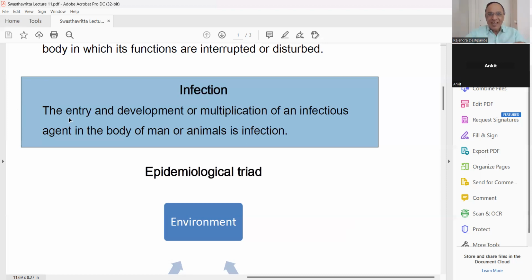Entry of Mycobacterium tuberculosis, and development or multiplication of an infectious agent in the body of man. Forget about animals; we are only concerned with man first and then animal. So first is the entry and then multiplication. Write down three words: infection dash bacteria, entry and multiplication of the organisms. The word multiplication is very important.